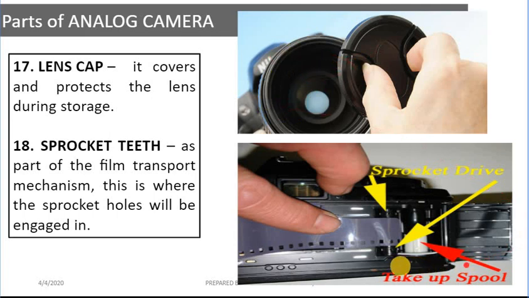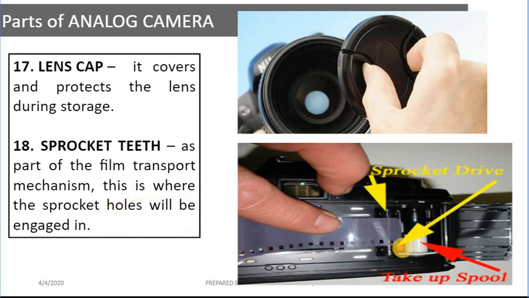Then we also have the sprocket teeth. Naalala nyo pa ba yan? Diba? These are the perforations or film holes. Diyan, ang sprocket teeth, diyan natin ilalagay yung mismong mga film holes or yung perforations para hindi umalis yung film. It is a part of the film transport mechanism. This is where the sprocket holes will be engaged in.